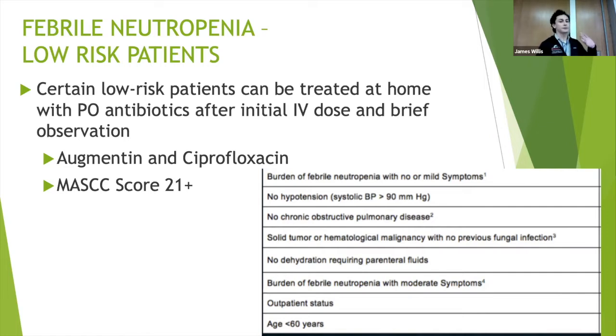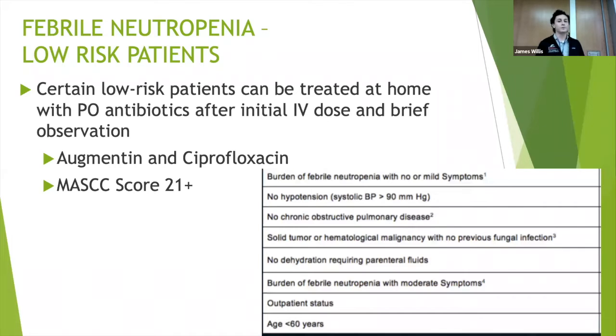And on the right-hand side, you can see some criteria. Each of those adds points to an MASCC score. And if it's at or above 21, then these people are eligible for observation for 24 hours. You can give them an initial IV dose, and then if everyone feels comfortable, you can give PO Augmentin and Cipro.